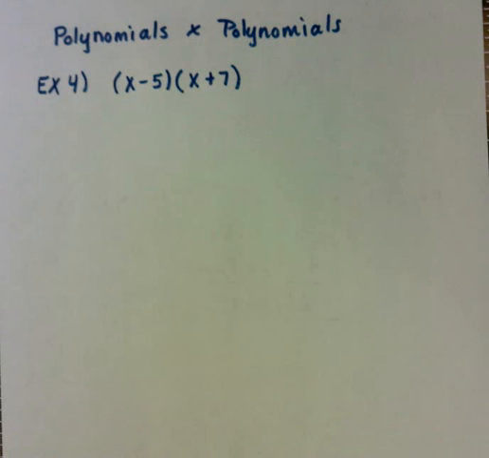Now, the good thing about multiplying a binomial by a binomial is we have a simpler method called the FOIL method. Ooh, I know that method. Yes, you should have read about it in your notes.